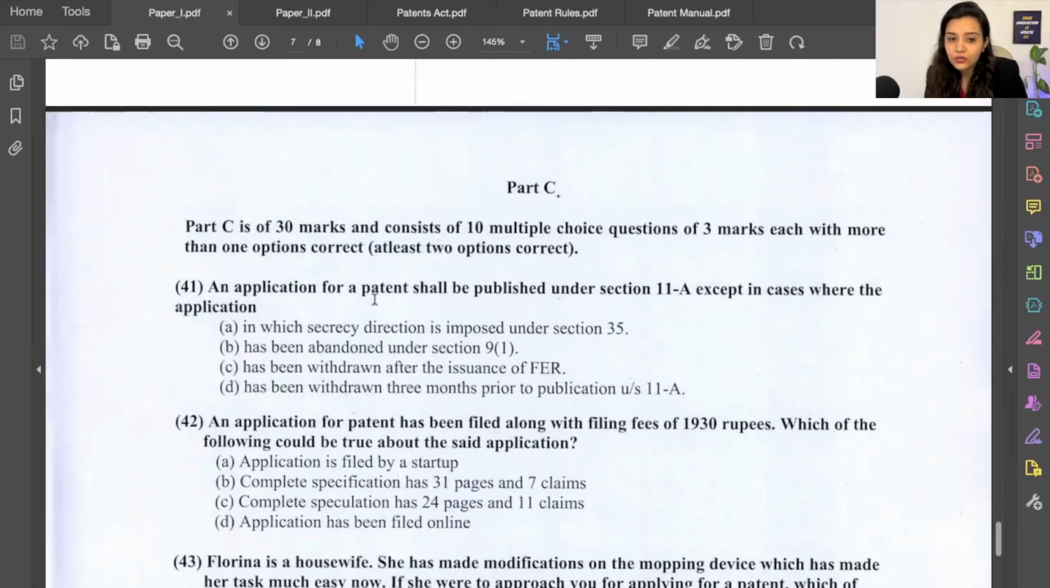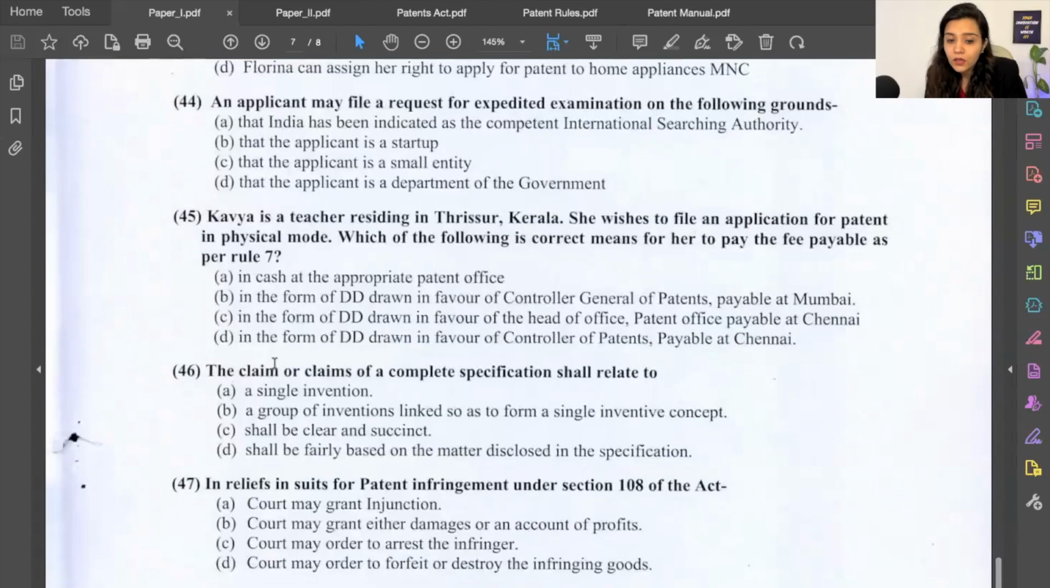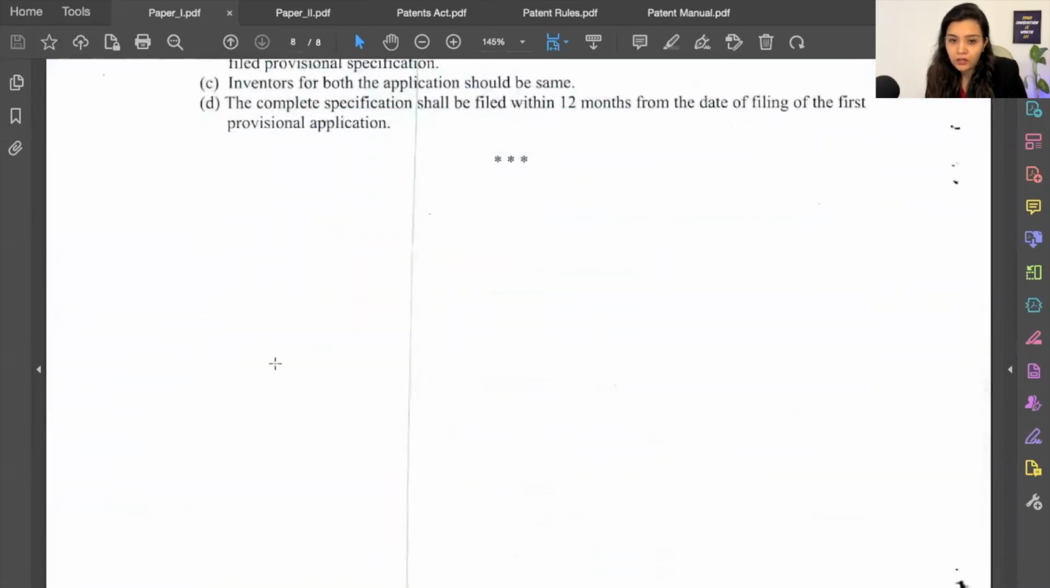We need to mark exactly the options which are correct. So for example, if options A, B, C are correct and you mark A, B and not C, you will not get 3 marks. You'll get marks only if options A, B, C are correct. So this is the trickiest part of paper one.